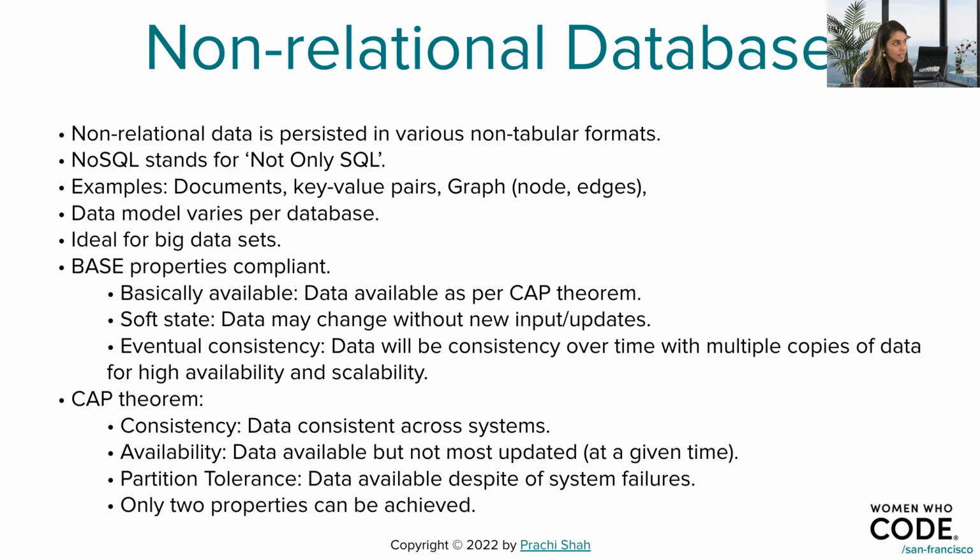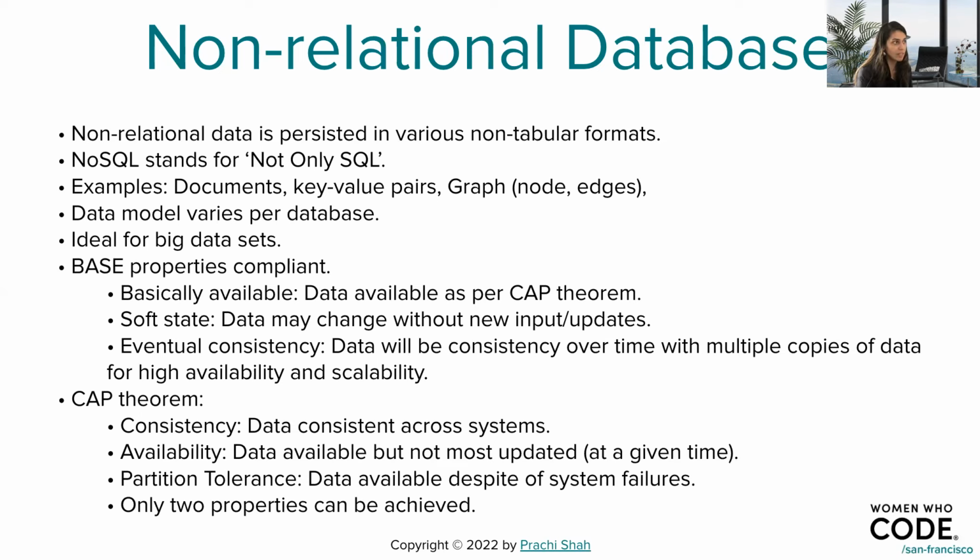Soft state is where data may change without new inputs or updates. What this means is that it's not necessarily a user action that causes any change to your database. There can be other systems in the background linked to your database, some background job or process that might be updating your data. So data may change without necessarily new input or updates from a user. And then eventual consistency.